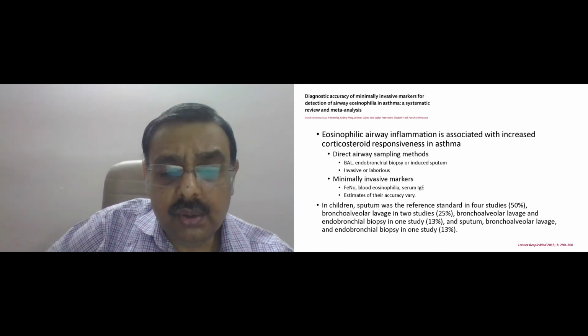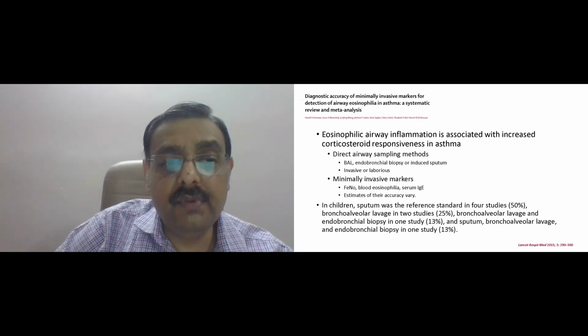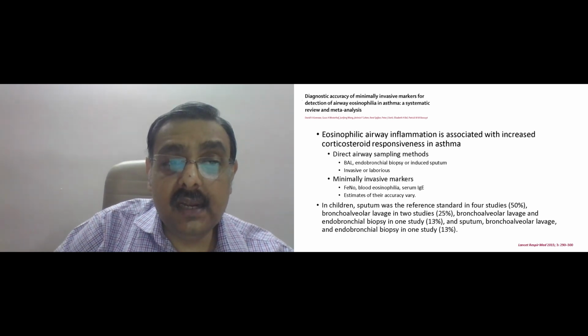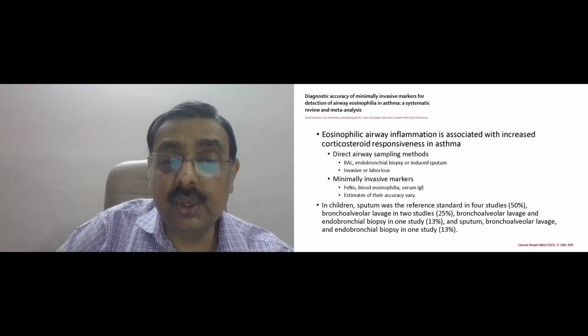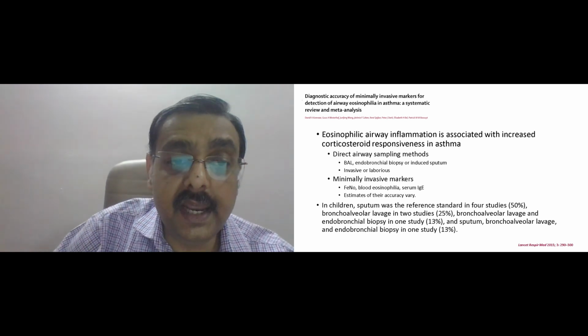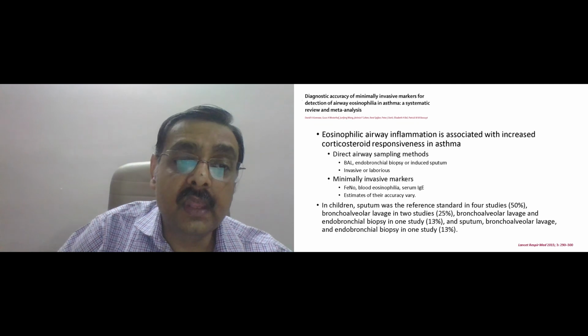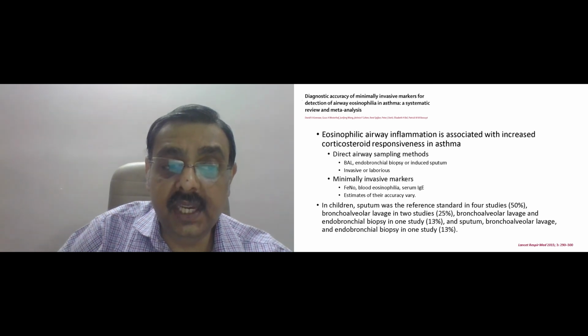There has been a lot of talk about that. What tool should you use? Is your FeNO enough, or should you go on with different other tools? So what has been found is that the eosinophilic airway inflammation is associated with increased corticosteroid responsiveness in asthma, and as I said, you have direct and indirect methods. So the direct methods are BAL, endobronchial biopsy, and induced sputum. It is definitely invasive and more laborious. You have minimally invasive markers like FeNO, blood eosinophilia, serum IgE.